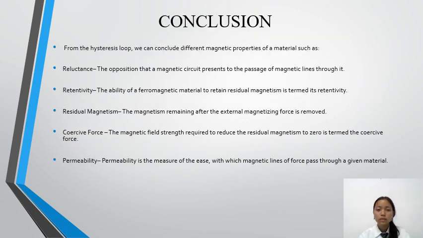Conclusion. From the hysteresis loop, we can conclude different magnetic properties of a material, such as reluctance, the opposition that a magnetic circuit presents to the passage of magnetic lines through it. Retentivity: the ability of a ferromagnetic material to retain residual magnetism is termed its retentivity. Residual magnetism: the magnetism that remains after the external magnetizing force is removed. Coercive force: the magnetic field strength required to reduce the residual magnetism to zero is termed the coercive force. Permeability: a measure of the ease with which magnetic lines of force pass through a given material.